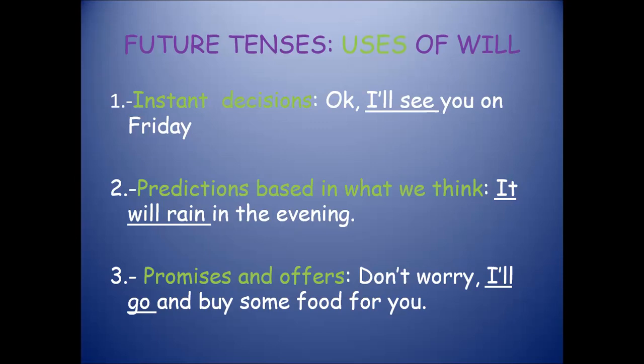Then we have the predictions that are based on what we think. For example, if you see the sky and you realize that it is cloudy, maybe you can think it will rain in the evening, but we are not really sure. We are only talking about it because we see that the sky is cloudy, but we don't know if later on the sun will rise. So that will be a prediction based on what we think or on what we see.